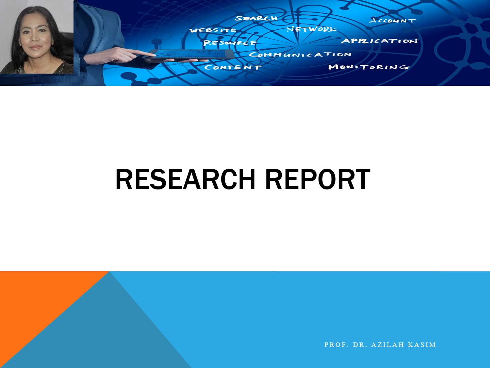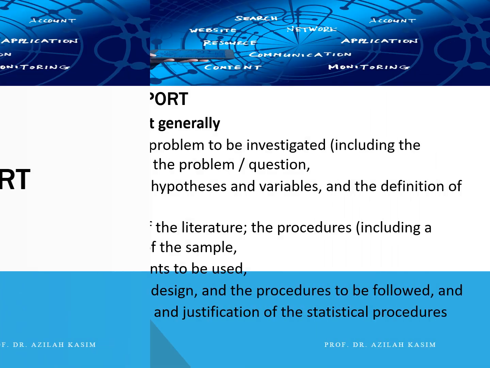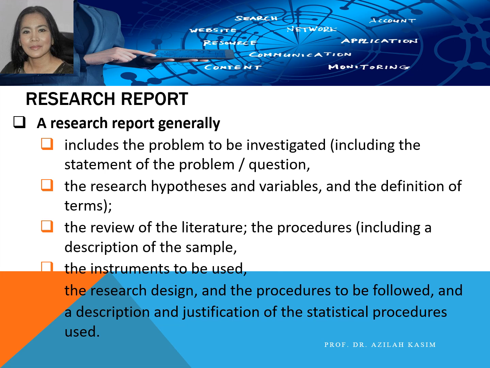When writing a research report, the report generally includes the problem that has been investigated, the proposals, the hypothesis that has been proposed earlier, the variables, all the definitions that you have proposed in your proposal earlier. The report also has an updated literature review section, so that you are constantly updated in terms of the knowledge that already exists in this area.